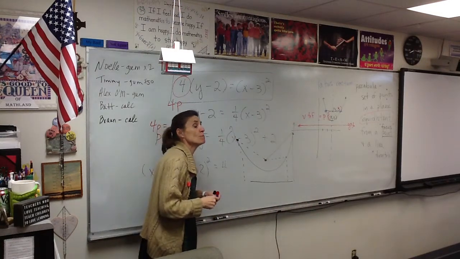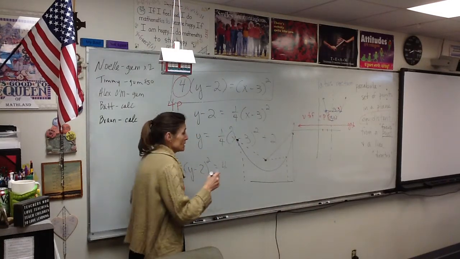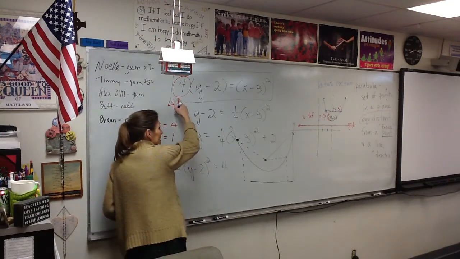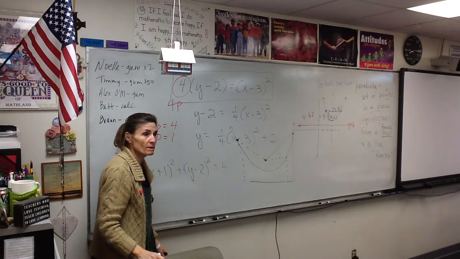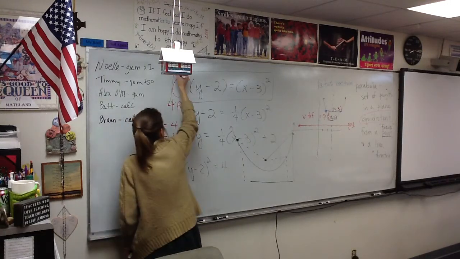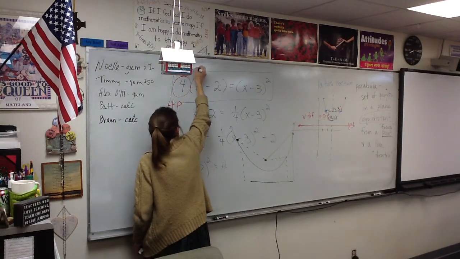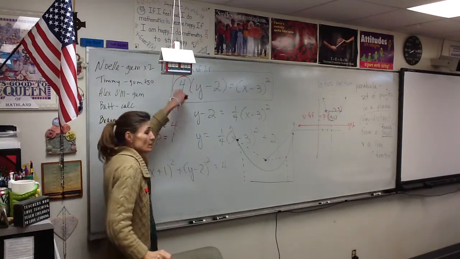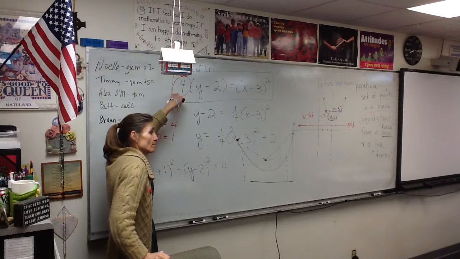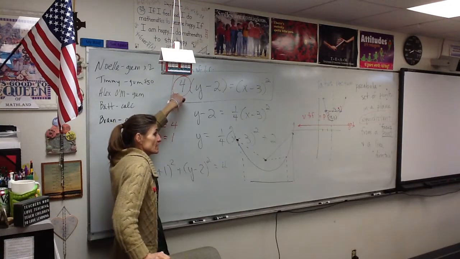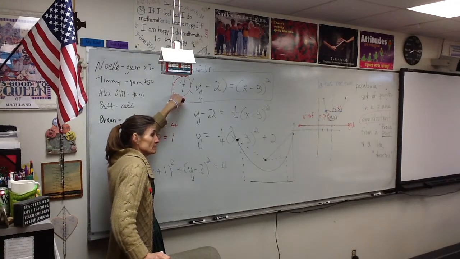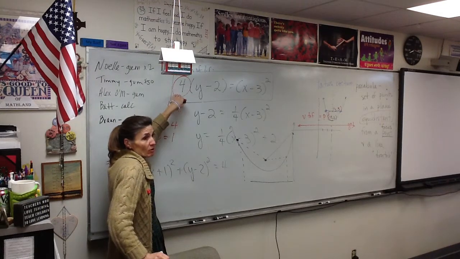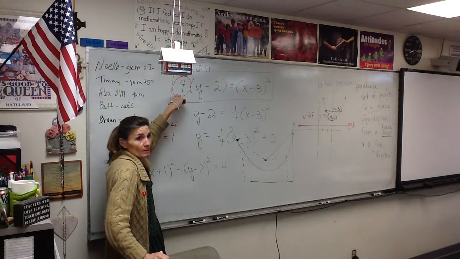And are you ready to be wowed? You probably already know this, but anyhow. Remember this number back here that I said every time was 4p? That number is also the length of the latus rectum. This number is so important. It tells me so much. It tells me which way it opens. It tells me where my focus and directrix are. And it tells me how long my latus rectum is.